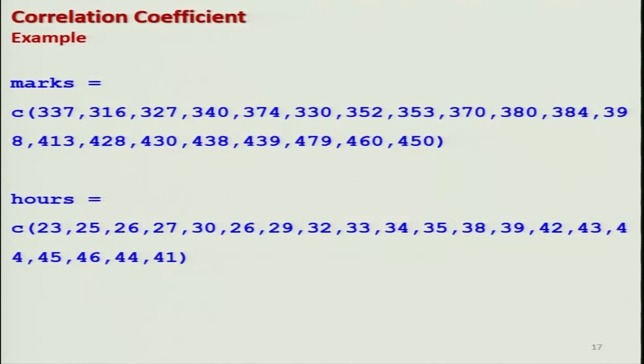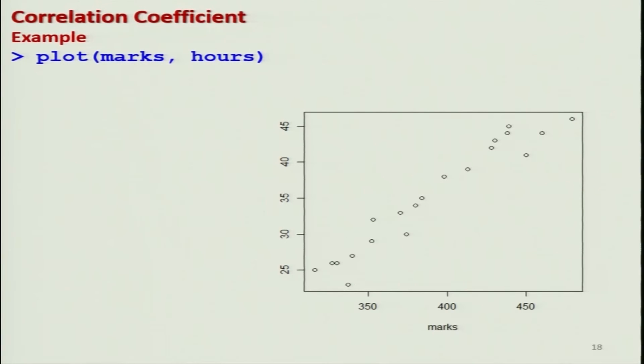So, I give the marks and hours as two data vectors, and now I try to plot. You can see all these points are lying nearly in a straight line, and by looking at this you can say the points are not very far away from the line. That tells us the degree of linear relationship here is quite high. That means these two variables, marks and hours, are strongly positively correlated.